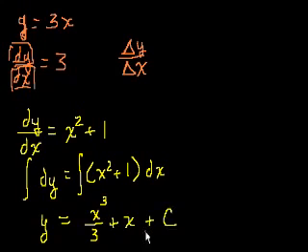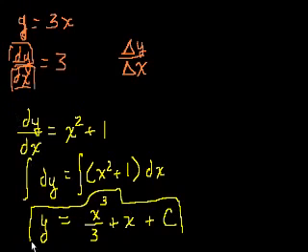And where does the c come from? Well, we know that when we take the derivative of a constant, it goes to 0. So when you take the antiderivative, we're like, well, there could have been a constant there. And that's where that plus c comes from. So this is the general solution to this differential equation.